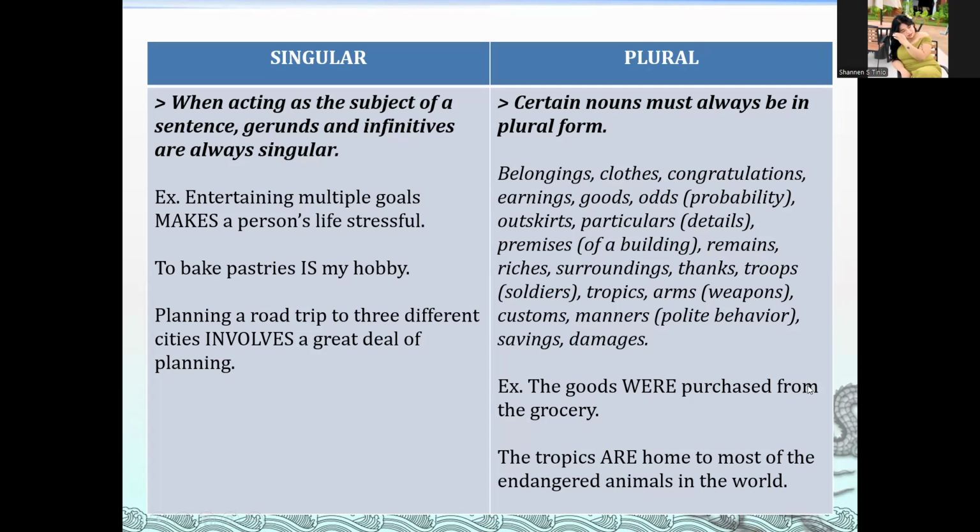The goods were purchased from the grocery. So when you are using nouns in plural form, such as belongings, clothes, you have to use the plural form of the verb to be. The goods were purchased from the grocery. Her belongings are in the trunk. Her belongings are in the trunk. Alongside with her decapitated body. Huy! Nanood na naman siya ng documentary. Decapitated body, ibig sabihin nun, her belongings were in the trunk.